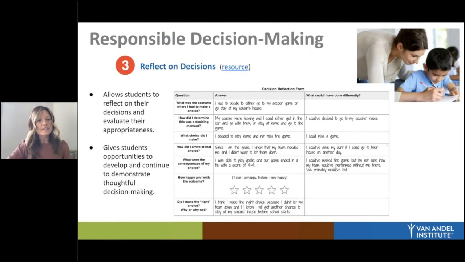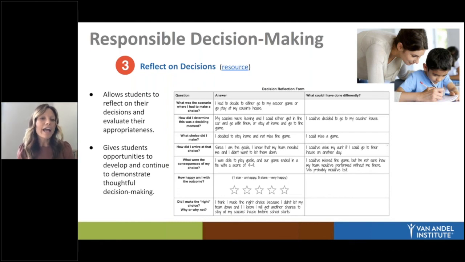And then this final one here is responsible decision making. It's a reflection for that. So when we talk about making responsible decisions, we want kids to reflect on that decision that was made. By having them think about a certain scenario where things could go different ways, they ask themselves these questions.